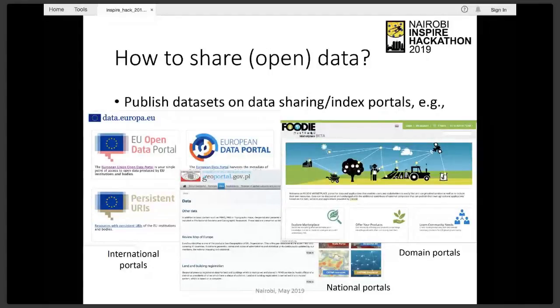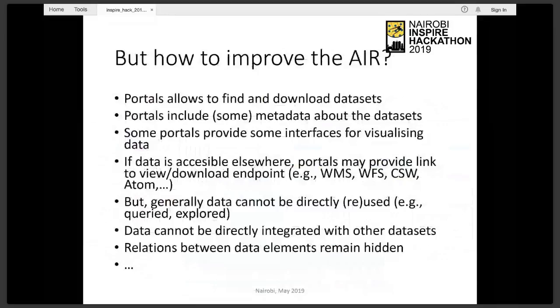Okay, so now with that introduction, how can we actually start sharing and opening the data? Of course we can use some kind of data sharing portals. There are international portals, for example at the level of the EU, some national portals, some domain-specific portals, and so on. So there are many portals available for sharing data. But the problem is that portals allow you to find and download the data sets. They give some metadata about the data sets. Some of them even give you interfaces for visualizing data, but not all of them.